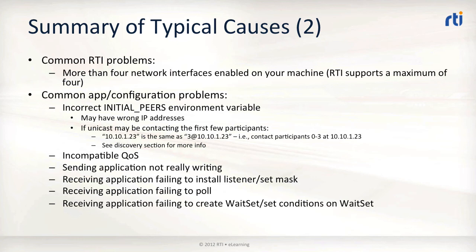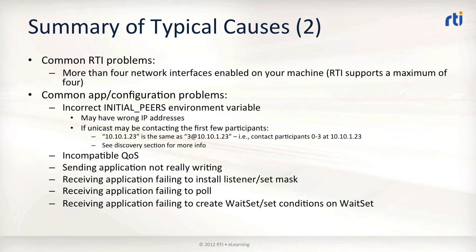Some of the other typical causes include application or configuration problems, such as having an incorrect initial peers environment variable. You may have a wrong IP address in your initial peers, or you may, if you're using unicast, not be announcing to enough ports on the remote machine. So you may want to review in the user manual the section on discovery and initial peers.